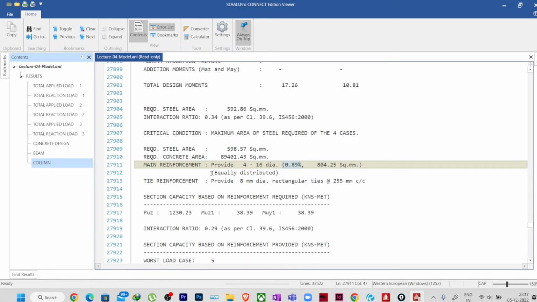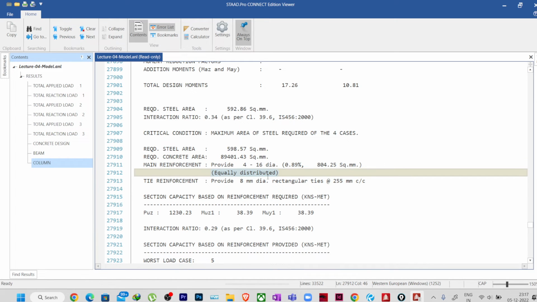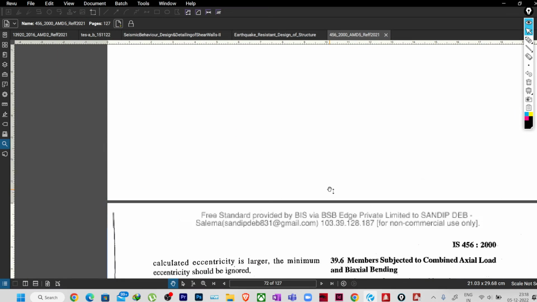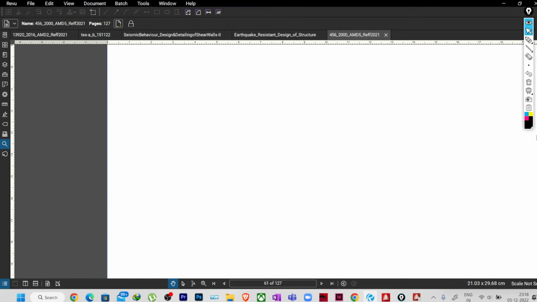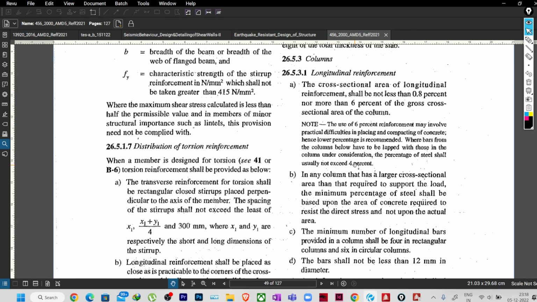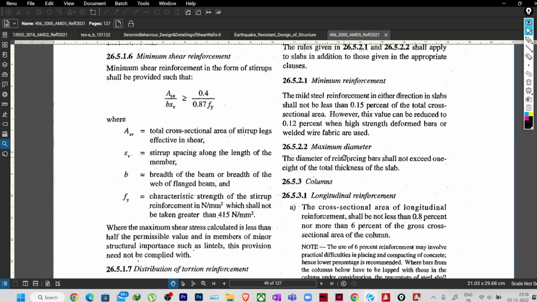As we have considered equally distributed reinforcement, it is also written as equally distributed. And the usual process of shear reinforcement design, as we have seen in the beam also, is considered. Then after this, let us check the spacing criteria. If I just go to the page on columns, here the spacing criteria, percentage of reinforcement, everything you will be getting here.